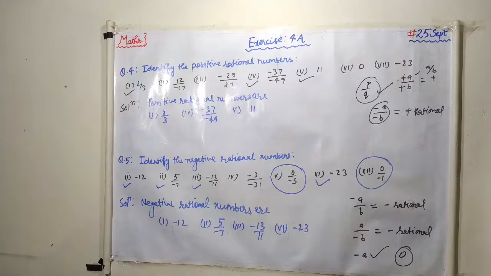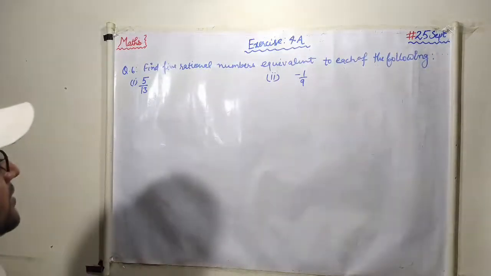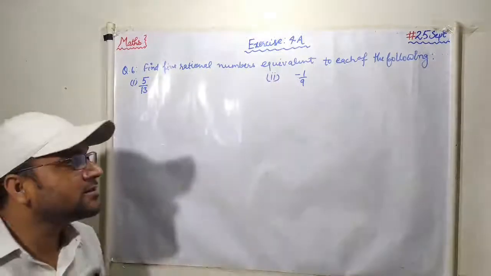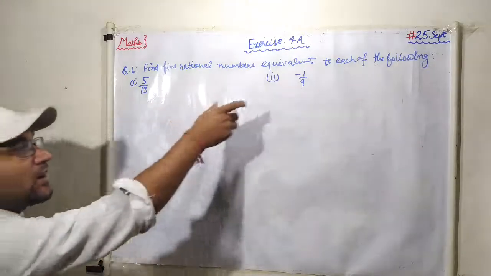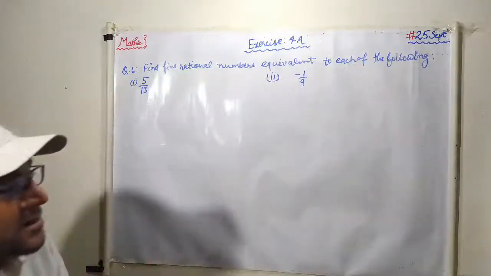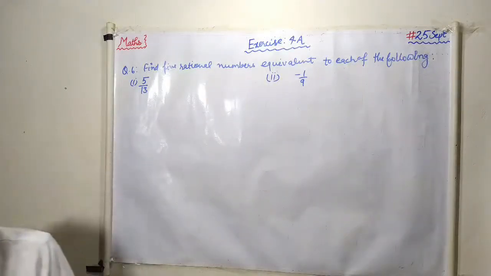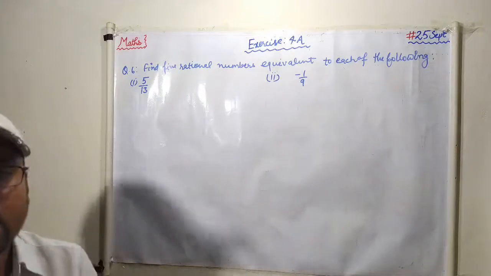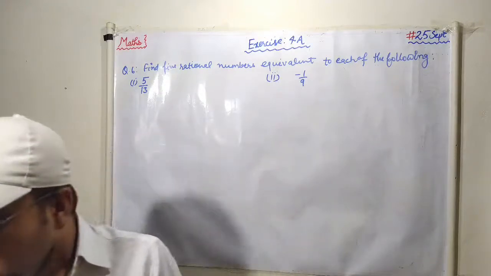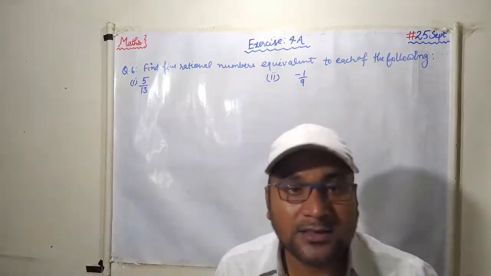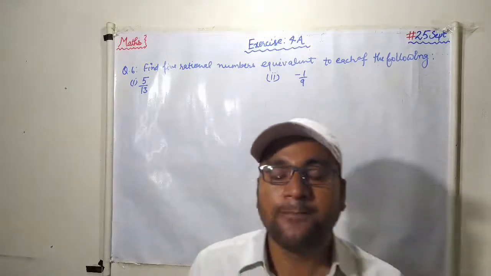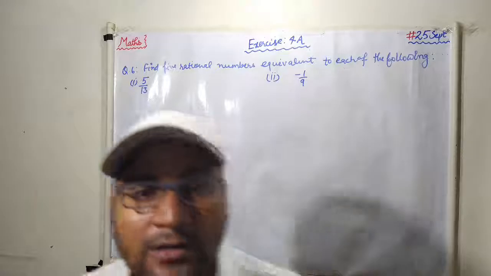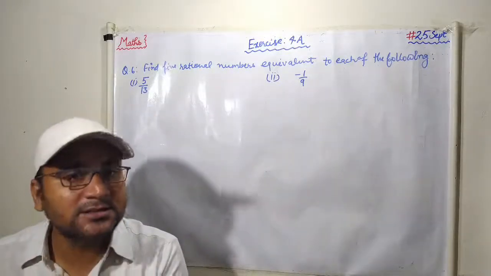Okay, students. Now question number 6. Find 5 rational numbers equivalent to each of the following. Very good question, students. So what is an equivalent fraction? An equivalent rational number. It is very easy, students. If both the numerator and denominator of a rational number are either multiplied or divided by the same non-zero number, we get an equivalent rational number.